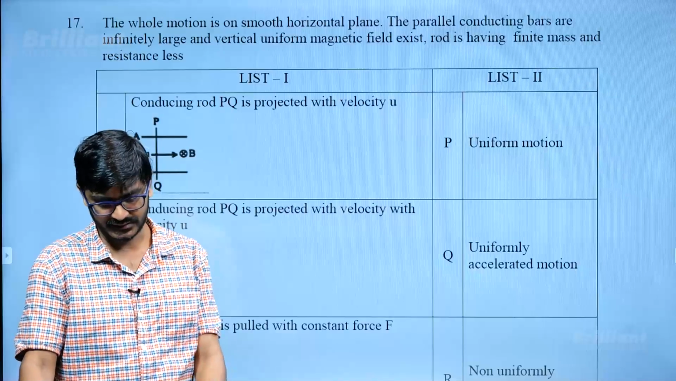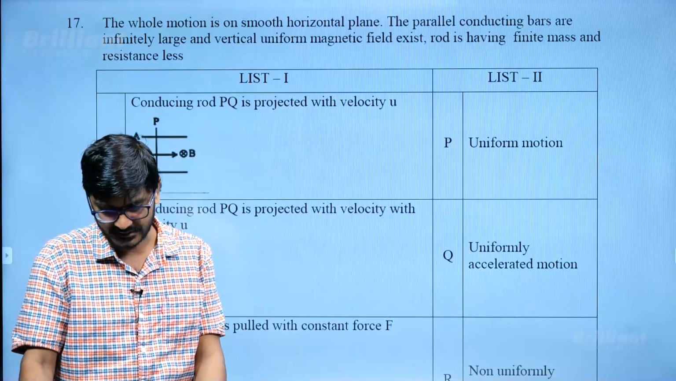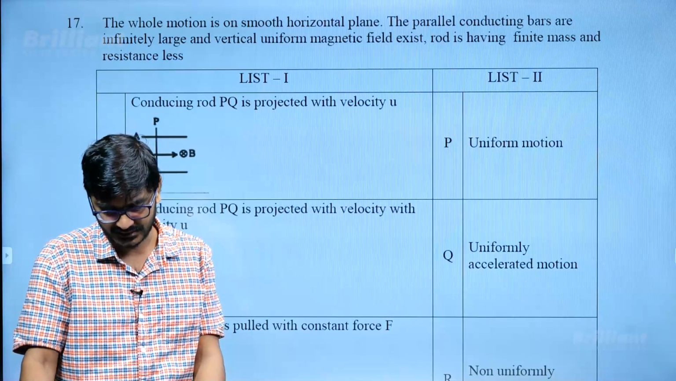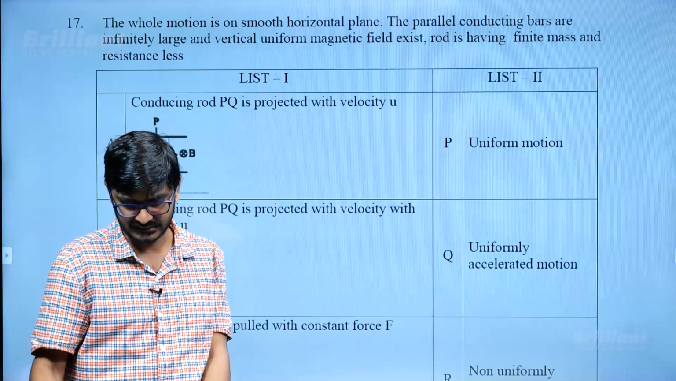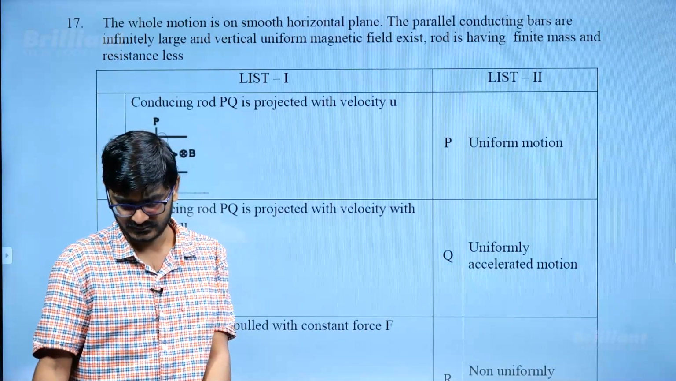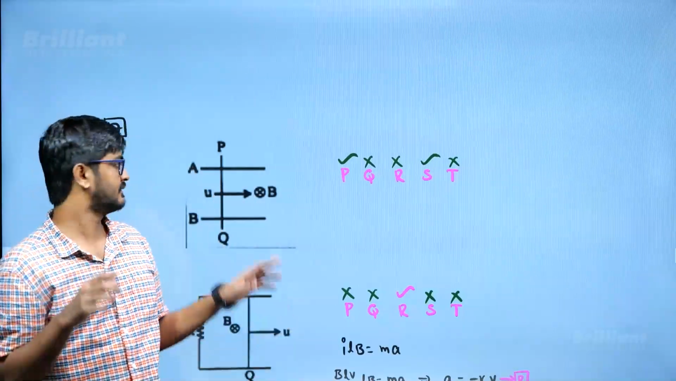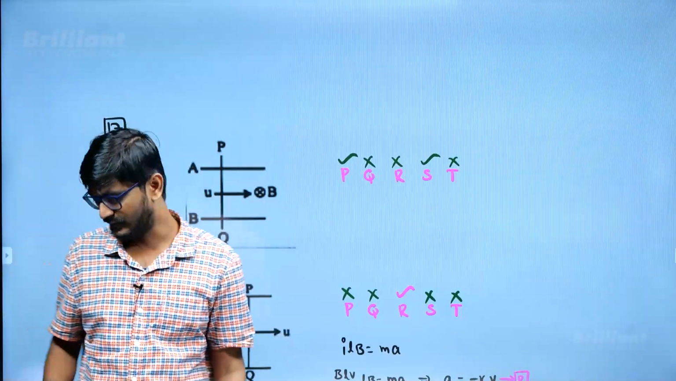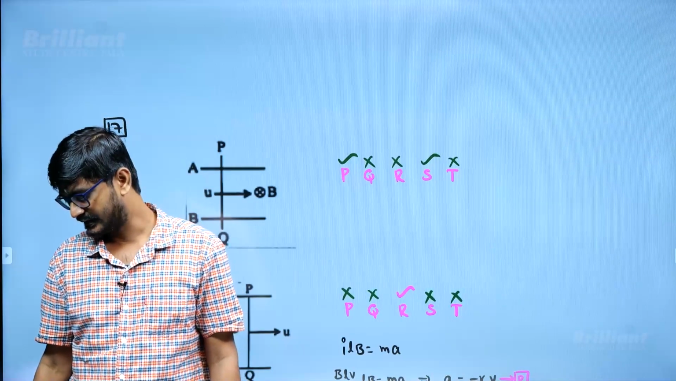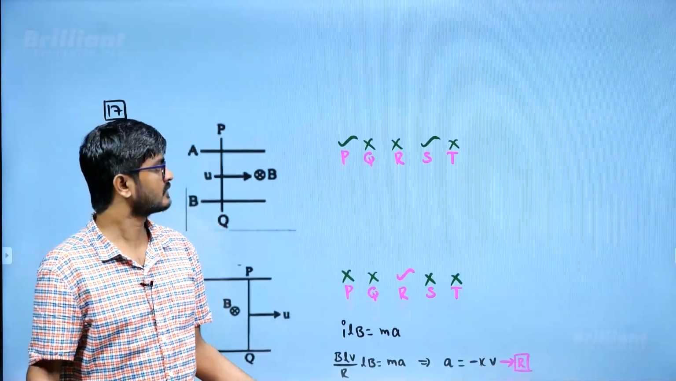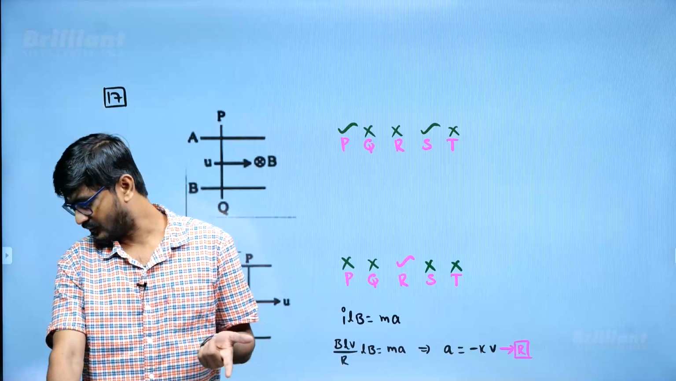The whole motion is on a smooth horizontal plane, parallel conducting bars are infinitely large, and a vertical uniform magnetic field, finite mass and resistance-less wires and so on. So in the first question I can say no current will be flowing, right? There will be just induced EMF, but no current will be flowing, so it will keep on moving with the same velocity. So from there I can say uniform motion, yes it's correct.